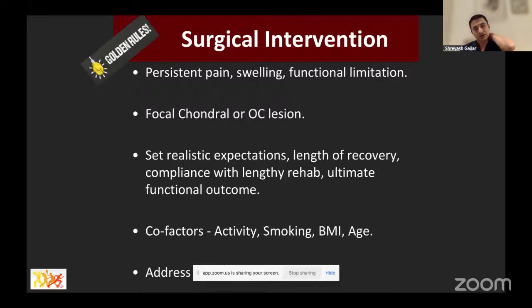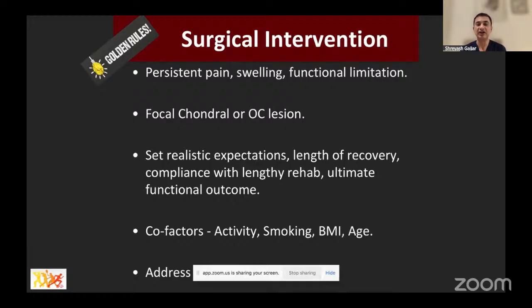But the golden rules for patients who would qualify for surgical intervention would be failure to respond to non-surgical intervention, which is predominantly medications and physiotherapy, the presence of persistent pain, swelling, functional limitation, and the presence of a cartilage lesion, predominantly a focal chondral or an osteochondral lesion. And when I advise or counsel them for surgery, I would give them realistic expectations depending on the extent of the lesion, and on the expectations in terms of return to the level of activity.